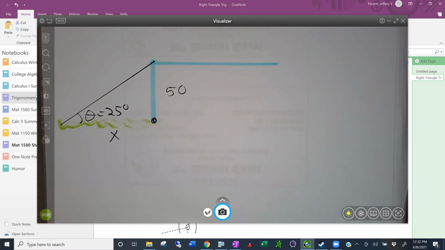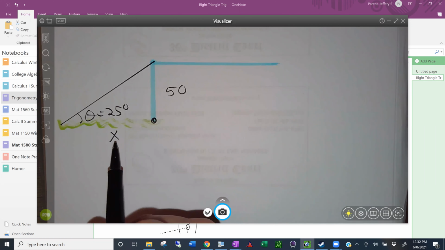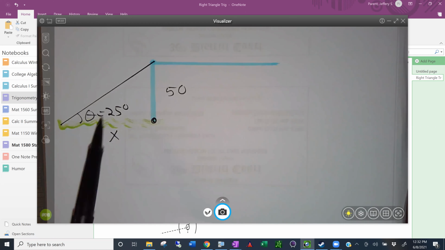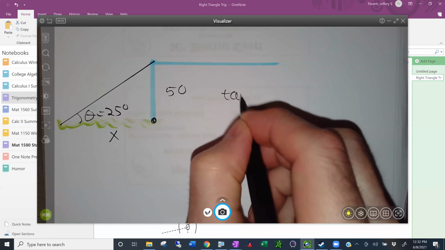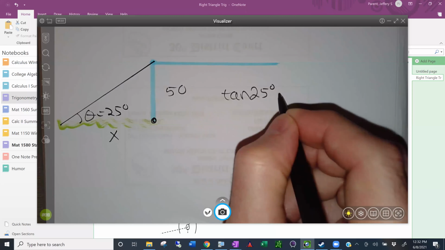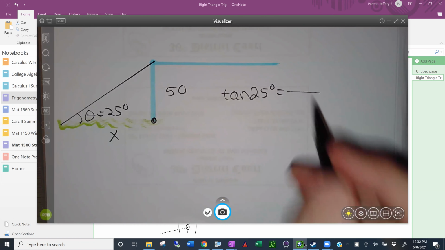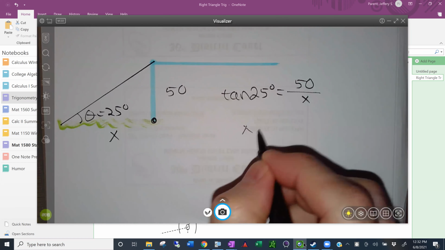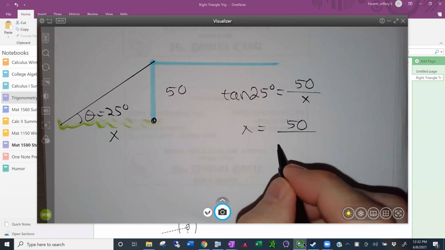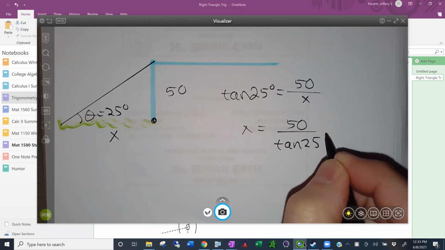You can call that X, you can call it A, J, P, whatever you want, but we need to find X. So we need a trigonometric function that involves this angle and these two sides. What would that be? Tangent. Tangent of 25 degrees would be 50 over X, opposite over adjacent. Or if you solve for X, that's going to be 50 over tangent of 25.